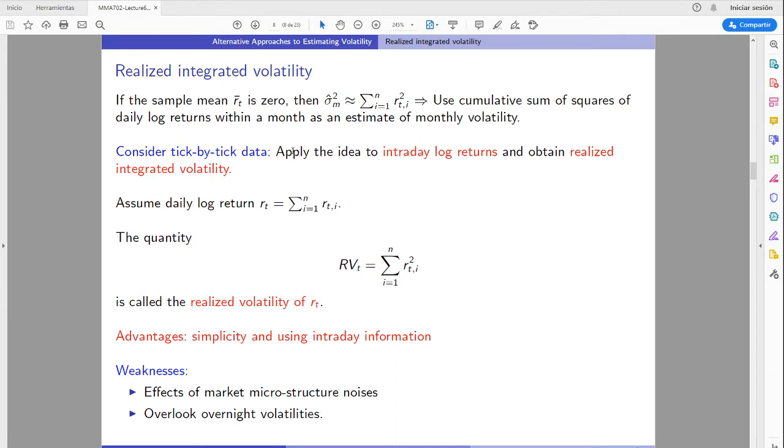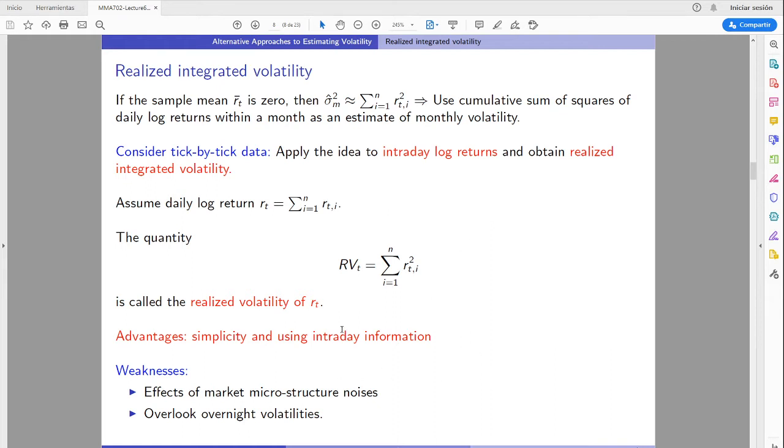So we can apply this idea to intraday log returns and obtain what is called realized integrated volatility. If we assume that the daily log return follows this form, then this estimate over here, which we would use to estimate sample variance, is actually called realized volatility. This has an advantage, which is its simplicity. Basically, a realized volatility is just a linear combination of squares. We really can't ask for much more in terms of simplicity.